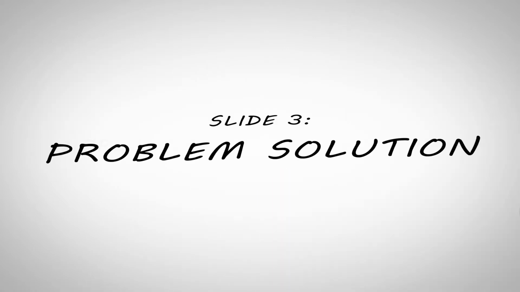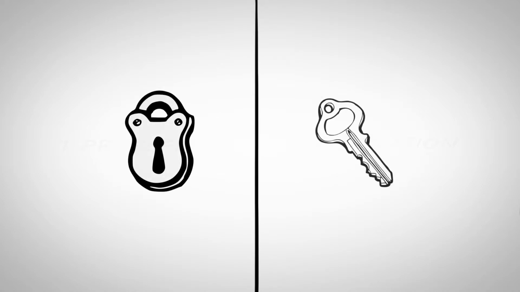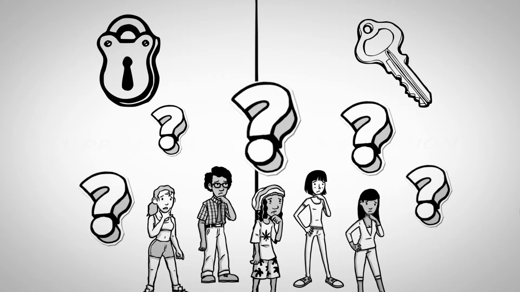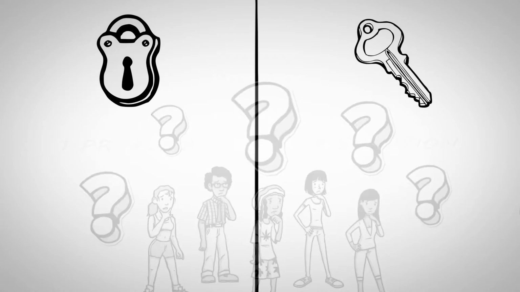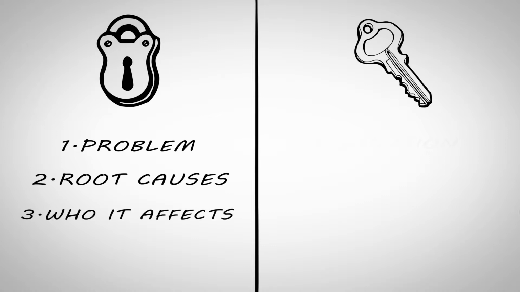Slide 3, Problem Solution. Your problem solution slide should explain the problem you're trying to solve. When designing this slide, assume that reviewers are not experts in your field. Tell us about the problem your organization was created to address. What are the root causes of the problem? How many people are affected? What's the impact?